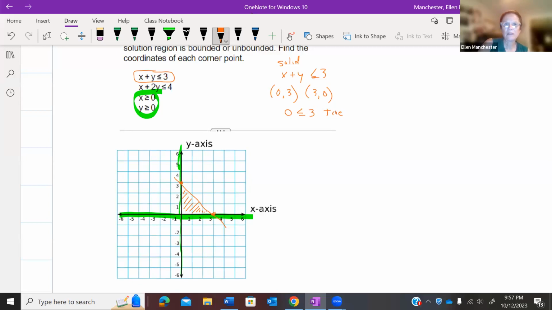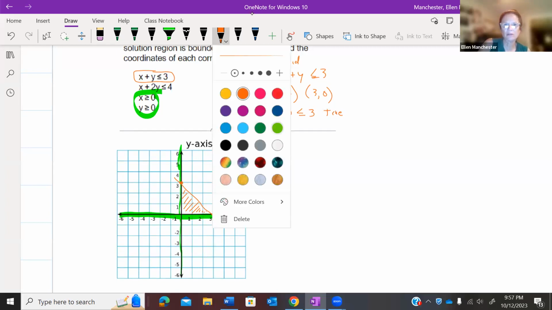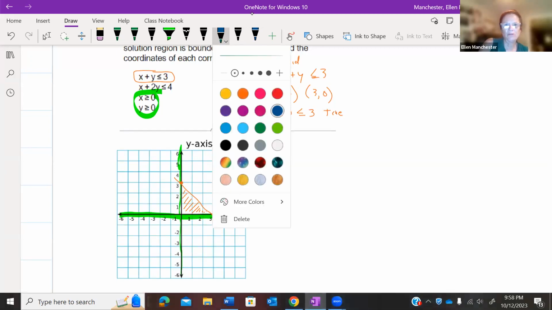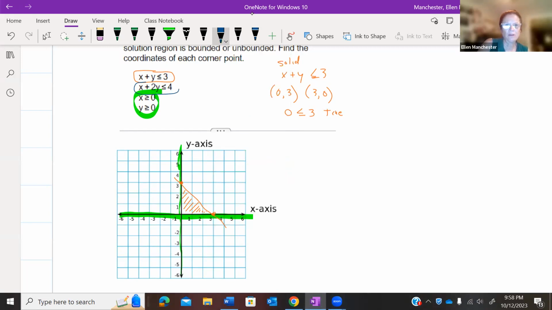Okay? Now I'm going to use a different color. I'm going to use dark blue for this one. So this is a solid line because it's less than or equal to: x plus 2y less than or equal to 4. Cover up the x. I have 2y equals 4, so y is 2. Cover up the y, and I get x is 4. So I'm going to come here, 0, 2, 4, 0.